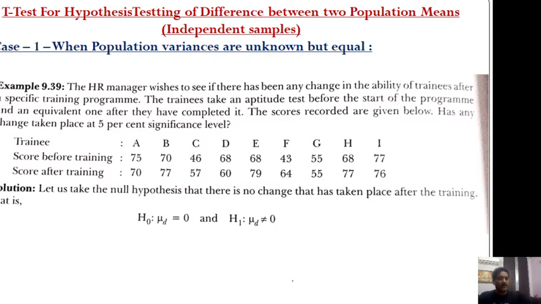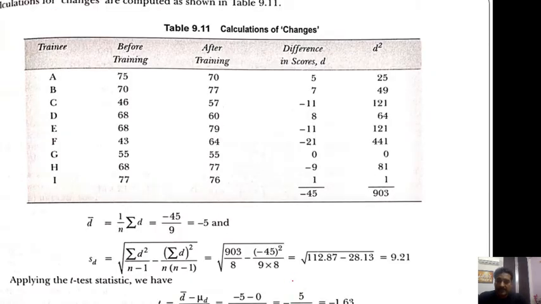So here we are taking the null hypothesis that there is no difference, meaning mu d is equal to 0. What is mu d here? Let's see. Wait a minute. So here we have made a table: before training, after training, difference in the score.